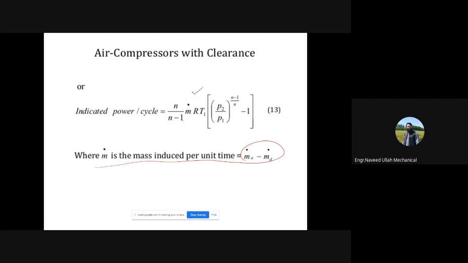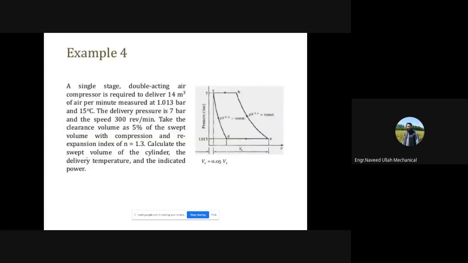So if you know about the polytropic index, the mass flow rate that you have induced, R is constant, T1 is the initial temperature, and you need to know about the pressure ratio. ये तो आपको पता होगा. This is basically the requirement. कितना pressure ratio आपको चाहिए. So if you know about all these things, you can find out how much indicated power per cycle will be consumed, right? And from here you can even select the motor for this, right?